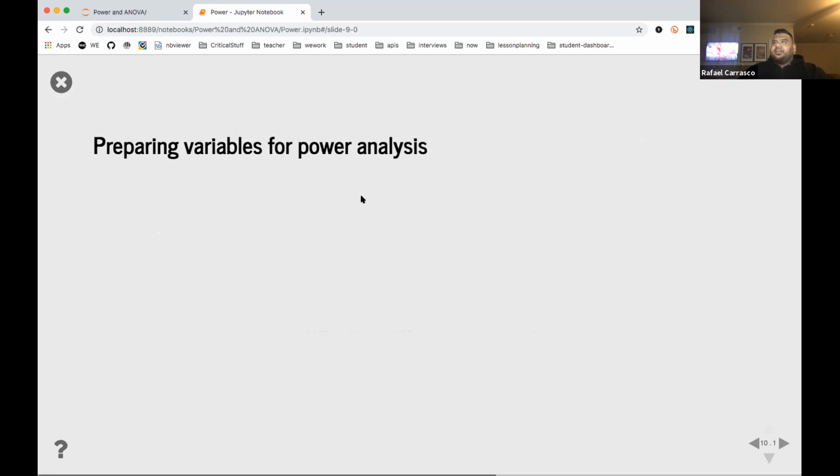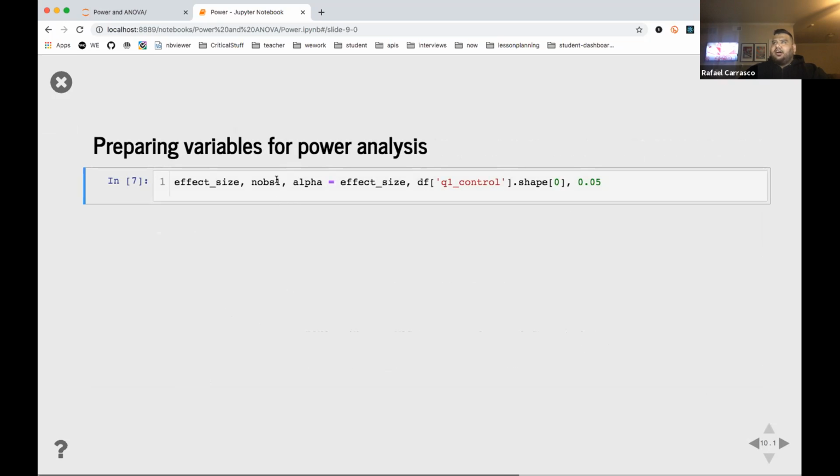Okay, so we're going to prepare our variables. So I just went ahead and set effect size, nobs1, and alpha equal to the effect size we calculated earlier, the number of rows in our control group, and then 0.05. Any questions on this? Any questions at all? Have y'all ever seen this before where you set a bunch of stuff equal on one line? All right, just making sure.